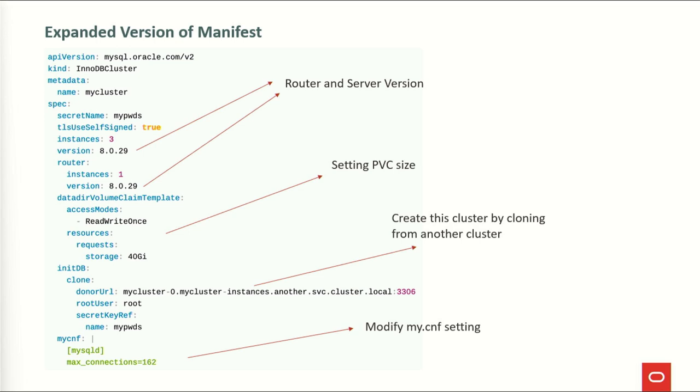This is basically the way we configure the InnoDB cluster for the first time. By saying InnoDB cluster from cloning, that means you already have an InnoDB cluster over there, and you want to create a clone of it. So we can use this setup, with the donor URL, to connect to this pod in another cluster, clone it and create a new cluster with 3 node InnoDB cluster and one router instance.